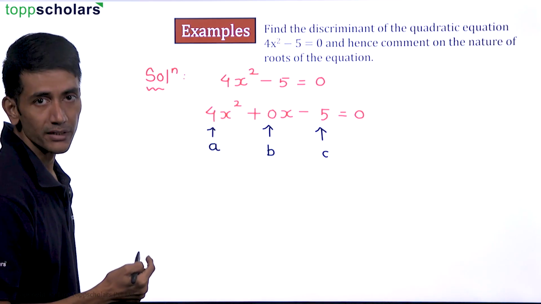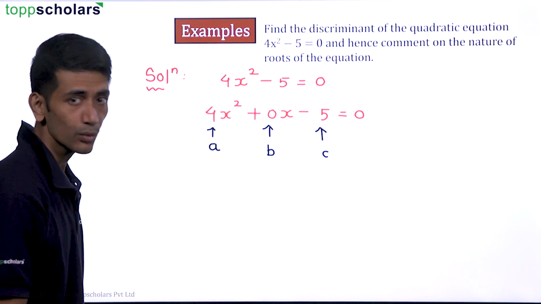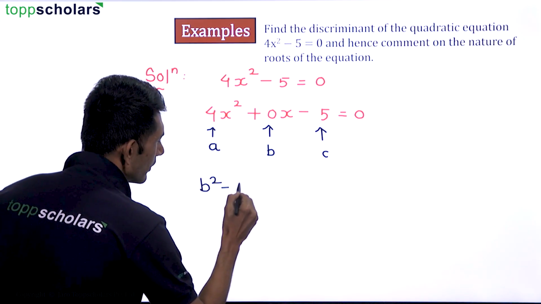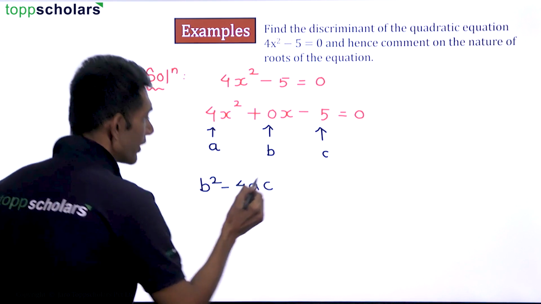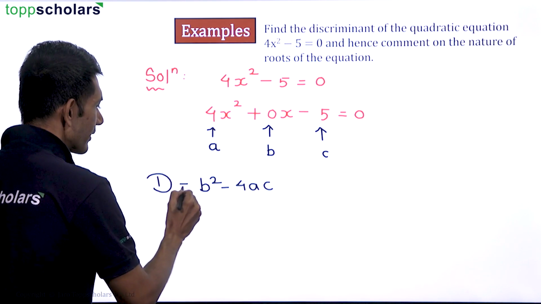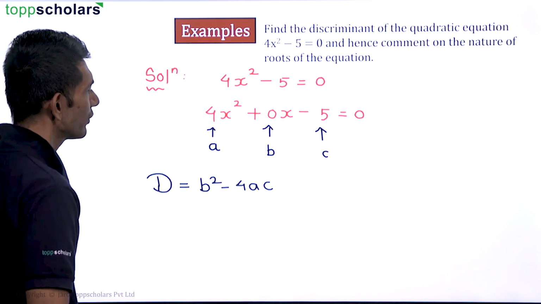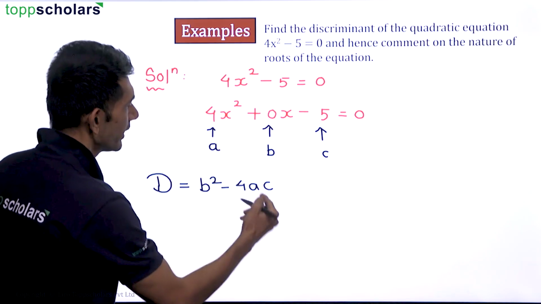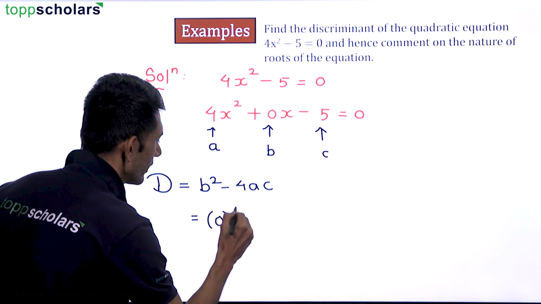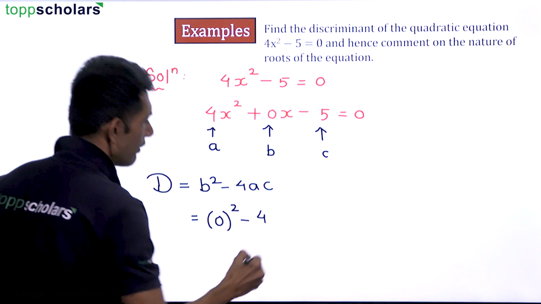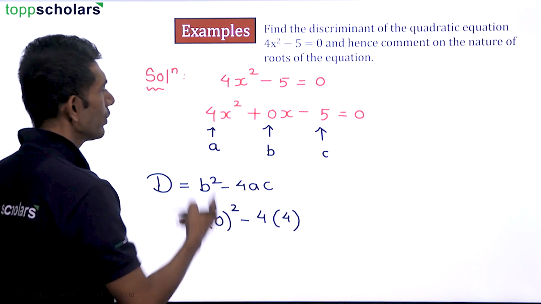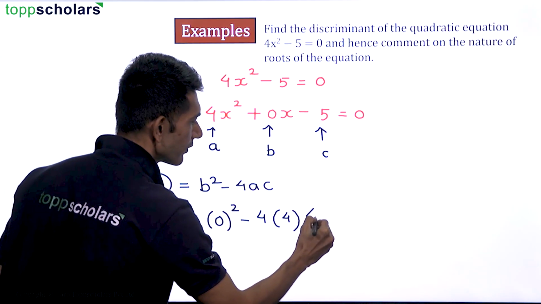Now discriminant. What is the formula for discriminant? b square minus 4ac. Find out the discriminant. So this is your discriminant d. So d is what? b square minus 4ac. b square is 0 square. So 0 square minus 4 into a into c. 4 into, a is 4. c is what? c is minus 5.